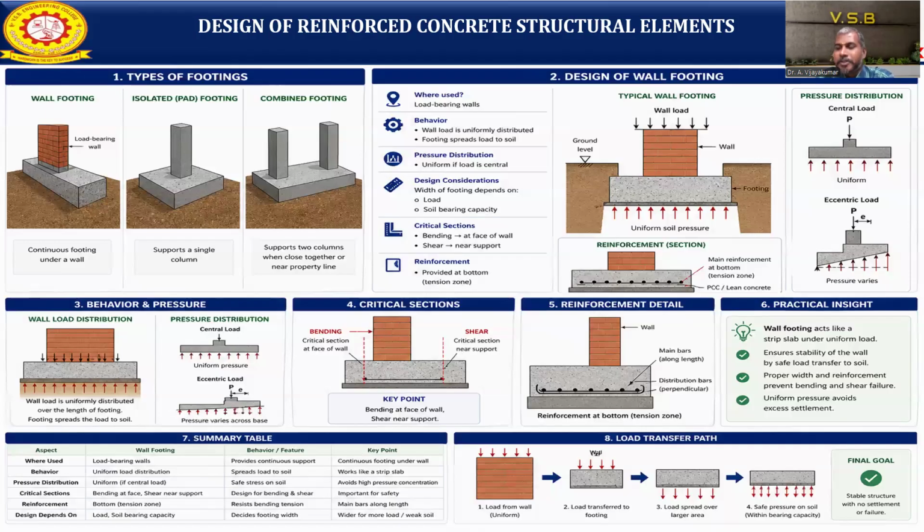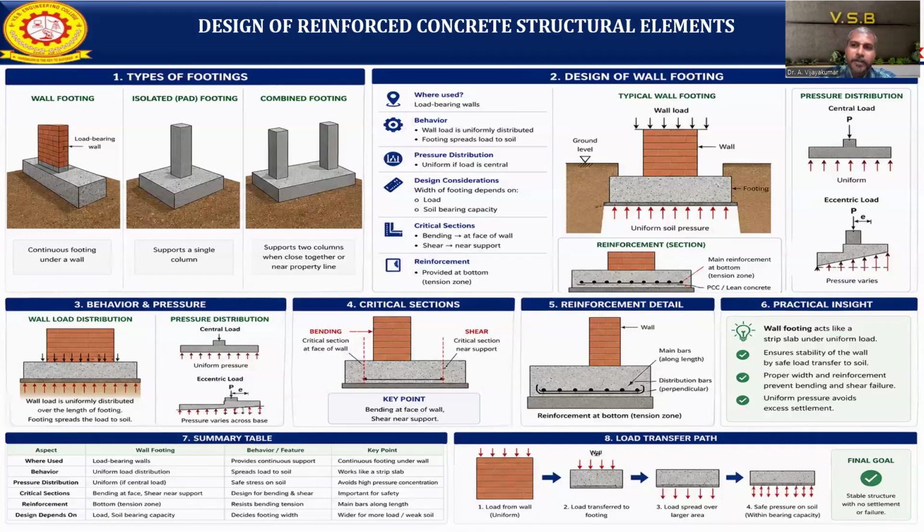Here the pressure distribution shows two images. One is where the load is acting centrally. Another is where the load is acting eccentrically. If the load is acting centrally, the pressure will be uniform below, on the soil. If the load is acting with eccentricity, the pressure will vary. Where you have eccentricity, there you have more pressure, and on the other side you have less pressure. This is the pressure distribution diagram for the footing.